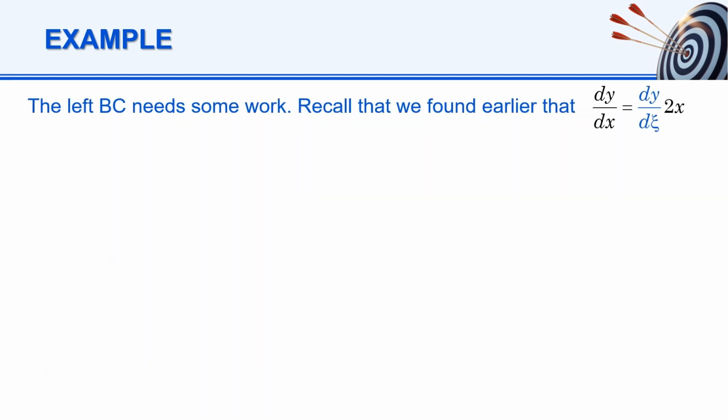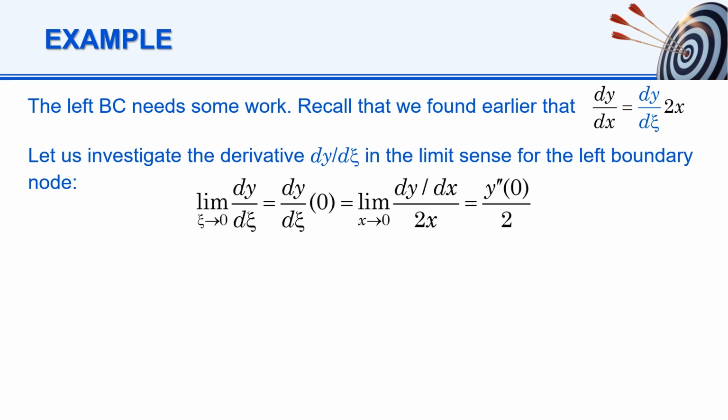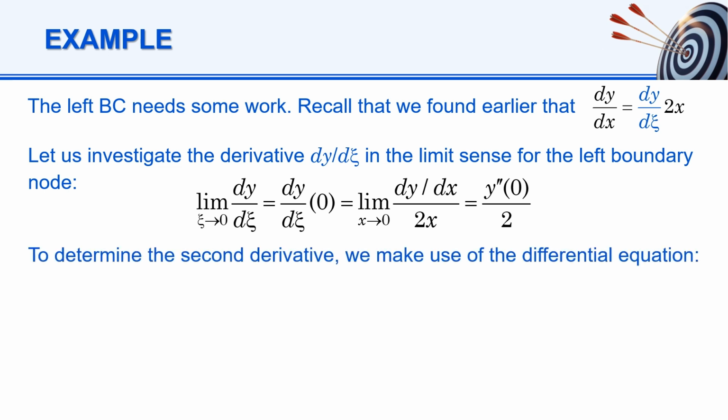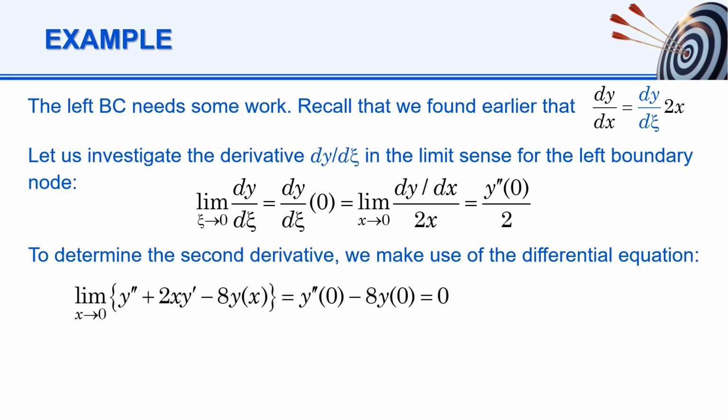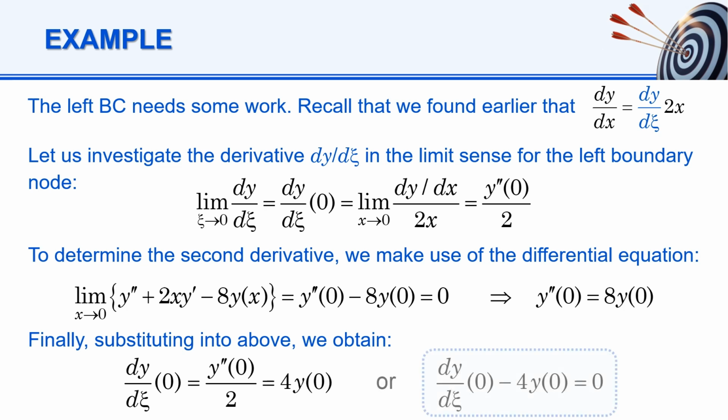The left boundary condition needs some work. Recall that we found earlier that dy over dx was equal to dy over d Xi times 2x. Let us investigate the derivative dy over d Xi in the limit sense at the left boundary. Applying L'Hopital's rule gives y double prime 0 over 2. To determine the second derivative at x equals 0, we make use of the differential equation. Taking the limit as x goes to 0 results in 8 times the left node value. Finally, substituting this into the above limit, we obtain.